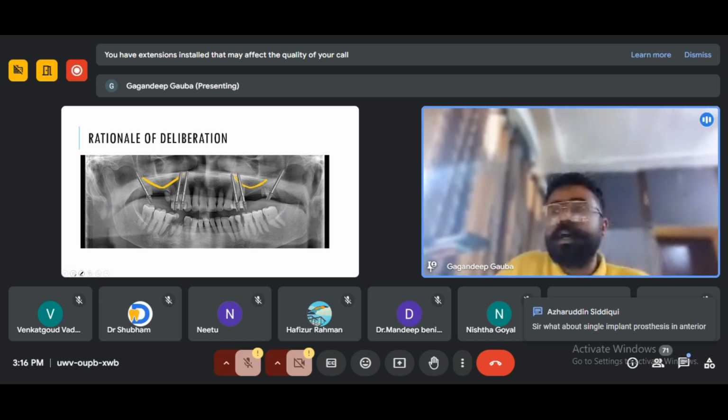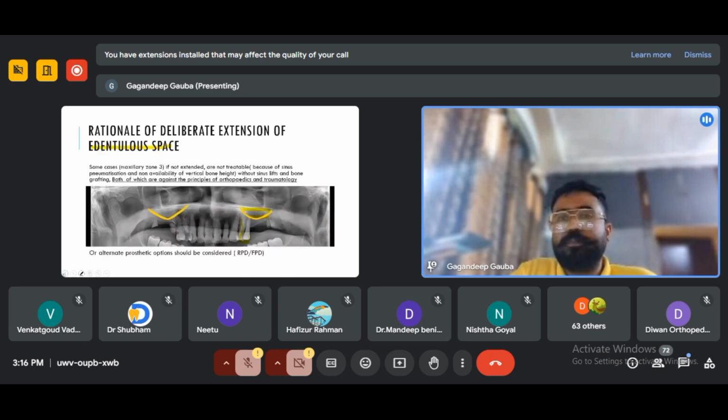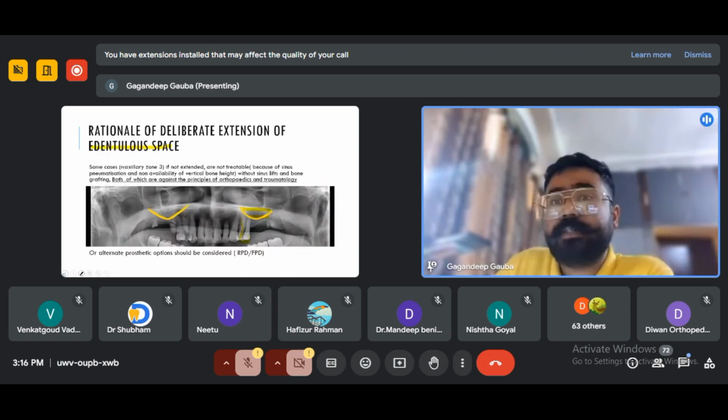Dr. Azuruddin, the single implant prosthesis will be covered in the later slides. Everything is covered in the maxilla. Okay, so we have to wait for a while, right? So everyone, it's clear that we sometimes have to deliberately extend the edentulous space in basal implantology. Does anyone have any question regarding this?